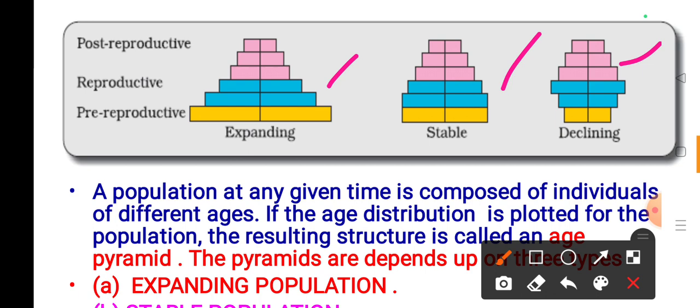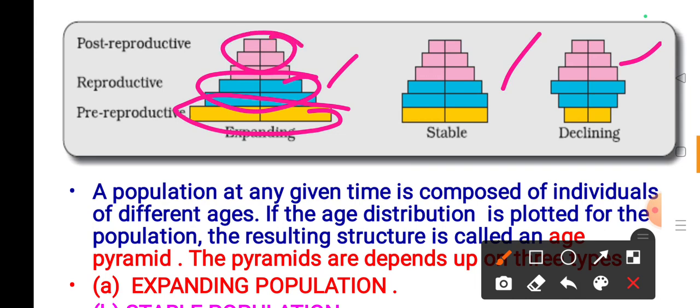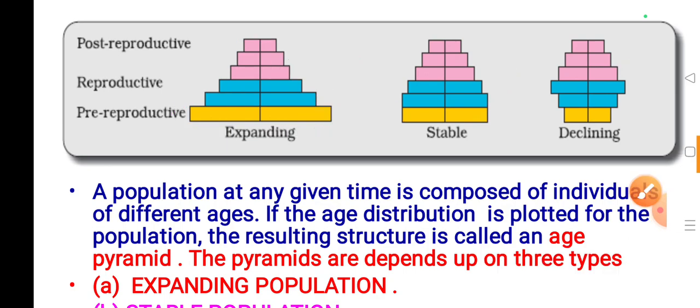Expanding: in an expanding population, the pre-reproductive stage is larger, the reproductive stage is slightly reduced, and the post-reproductive stage is slightly reduced. But in a stable population, there is no change in the pre-reproductive and reproductive stages, and the post-reproductive stage is highly reduced. Then in a declining population, what happens? The pre-reproductive stage is highly decreased, the reproductive stage is slightly increased, and the post-reproductive stage is slightly decreased.